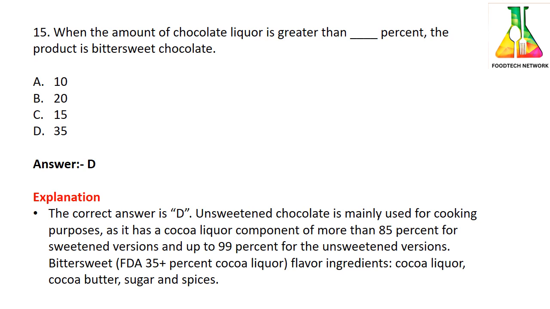Unsweetened chocolate is mainly used for cooking purposes, and it has a cocoa liquor component of more than 85% for the sweetened version and up to 99% for the unsweetened version. Bittersweet flavor ingredients are cocoa liquor, cocoa butter, sugar, and spices.